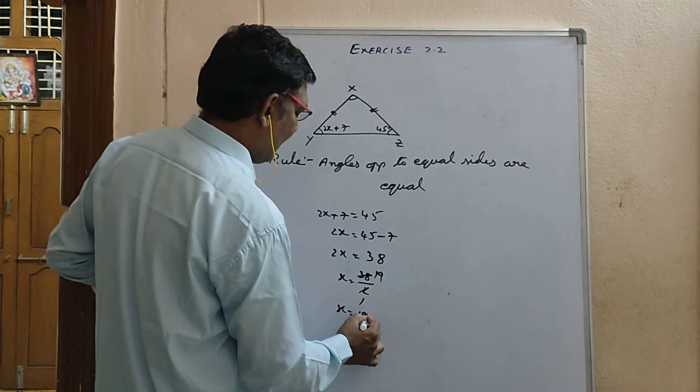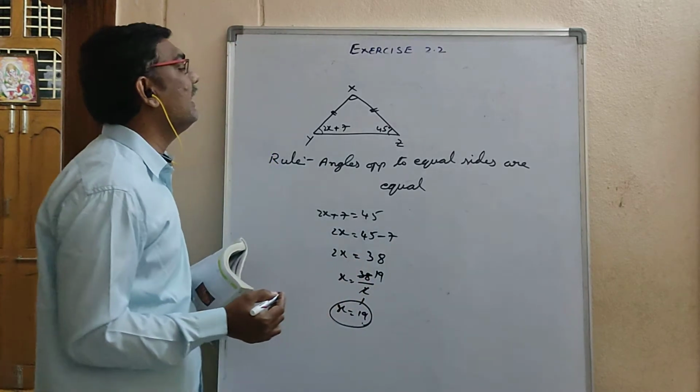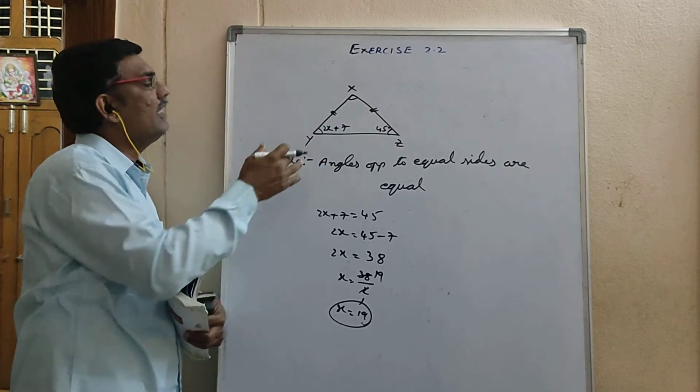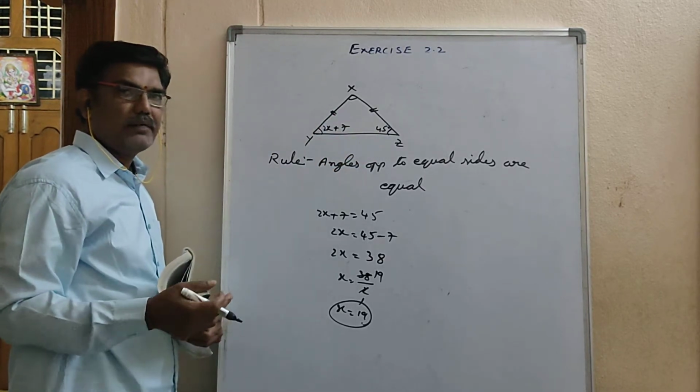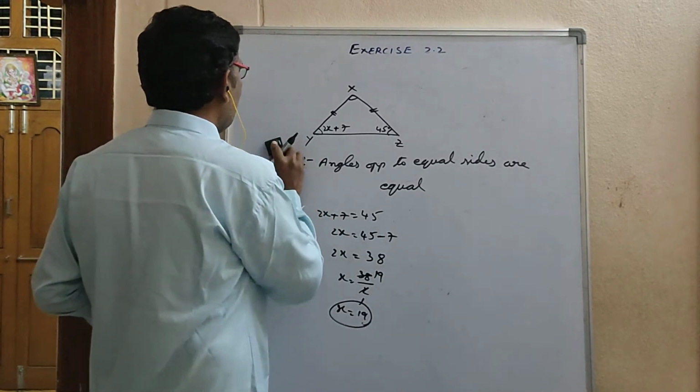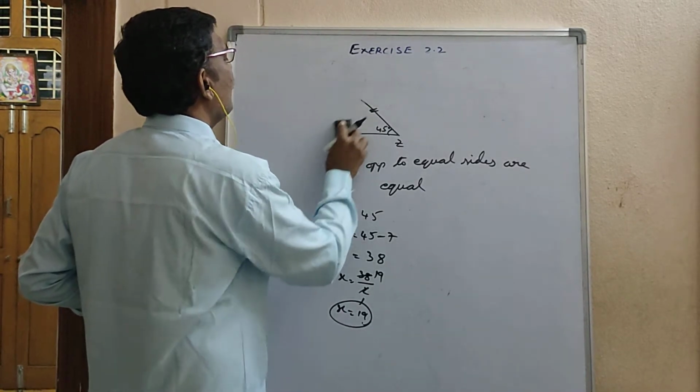So x value, how much you got here? 19. So 2 19s are 38. 38 plus 7 is 45. Here is 45. Here also 45. Our problem is correct. So like this you do it, and we will go for the second problem.